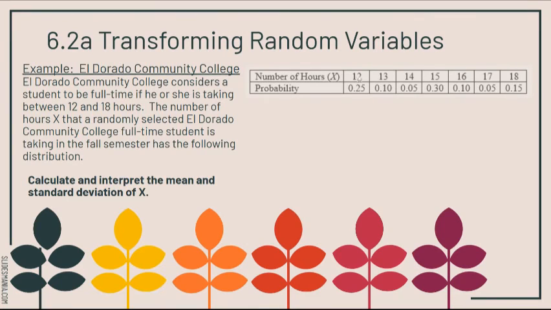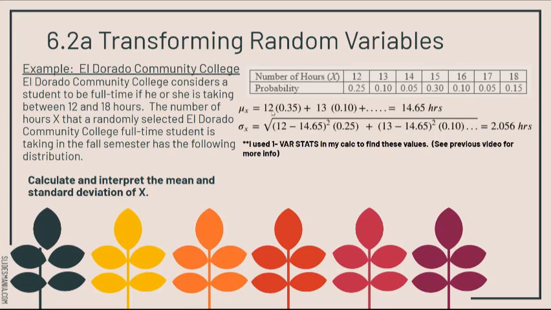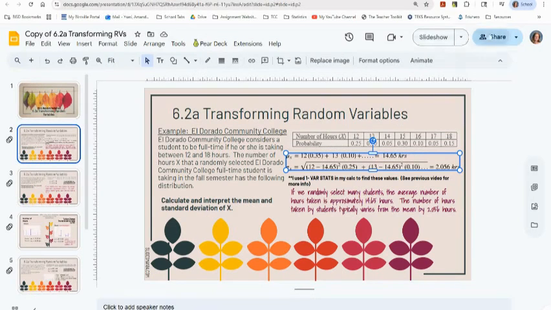So go ahead and look, the hours and then the probability. Calculate and interpret the mean and standard deviation of X. So we did this in the last section. We find the mean, we use the calculator, but we do have to show the first couple of terms. So for the mean, you would do 12 times 0.25, that should say 25, and I can't change it though, but that's okay. 0.25 goes right here, plus 13 times 0.1 plus blah, blah, equals 14.65.